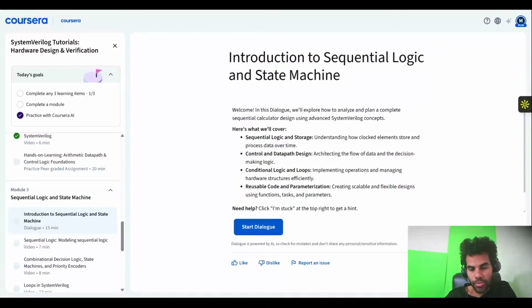So, without going further, let's go directly into today's learning, which is the introduction to sequential logic and state machines. Here they will explore how to analyze and plan a complete sequential calculator design using advanced SystemVerilog concepts. Here is what we will be covering: sequential logic and storage.